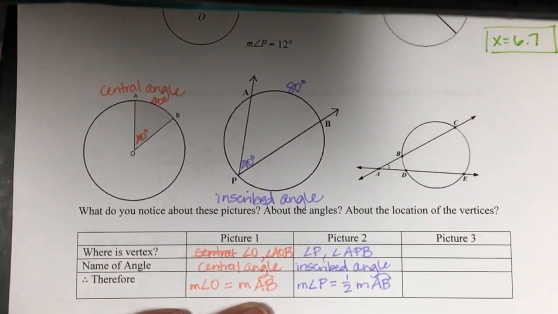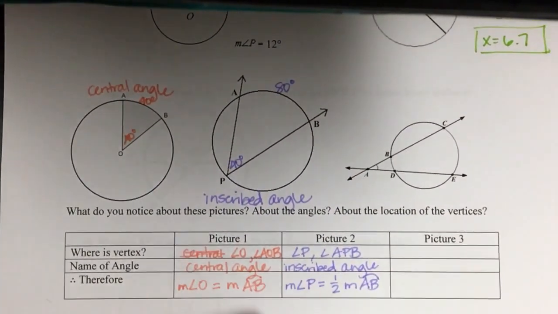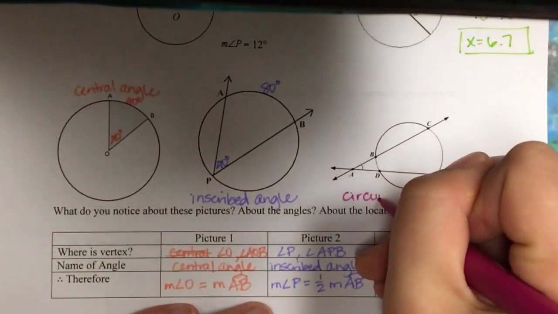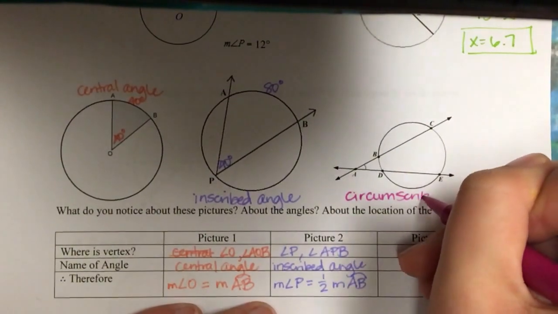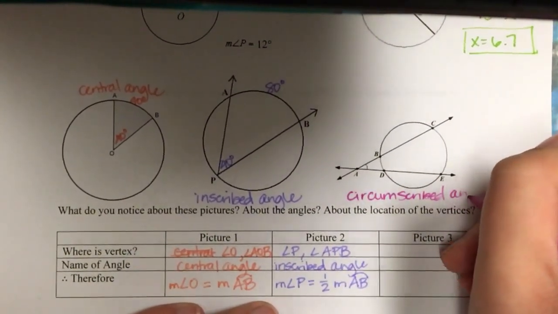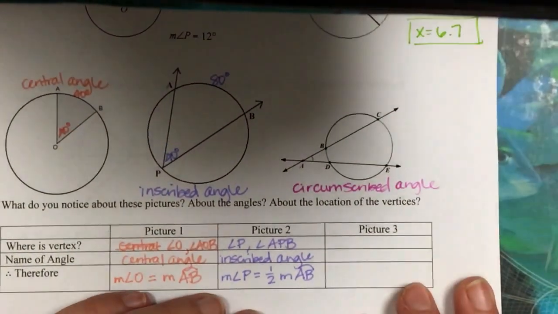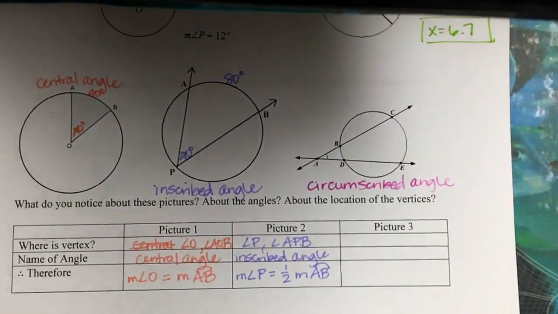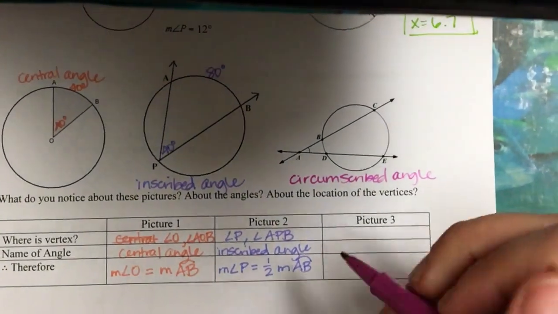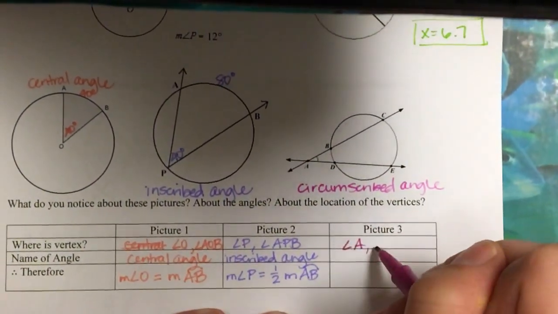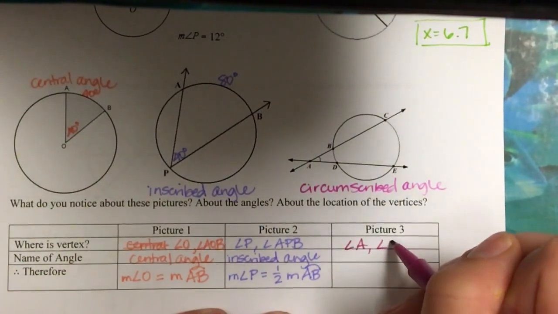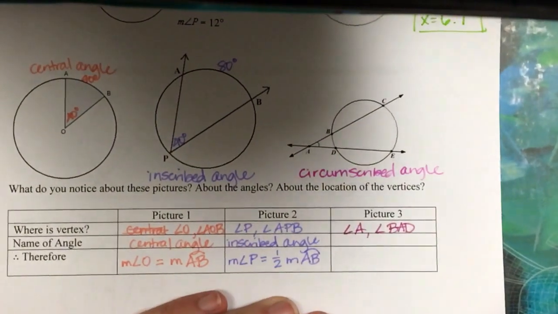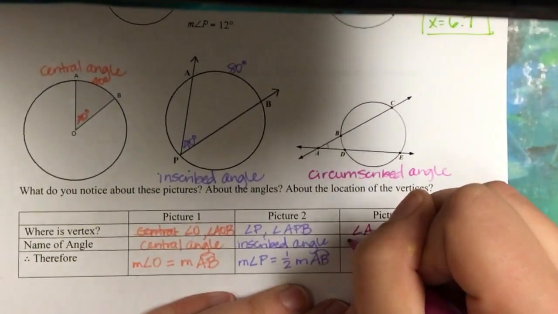Okay, and then our last angle is called a circumscribed angle. Okay, and the circumscribed angle just means that the angle is outside the circle. So this one has a vertex at A, so we could call it angle A, we could call it angle BAD if you want to, angle BAD, or angle DAB if you like to dab. So the name of the angle again is circumscribed.